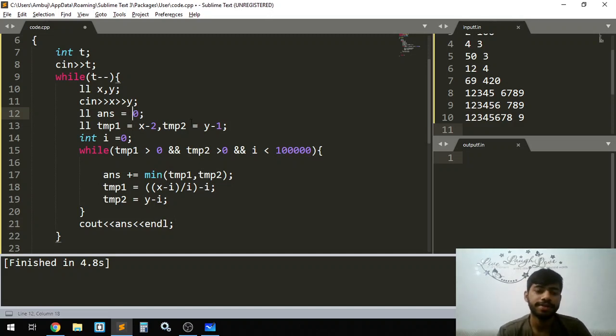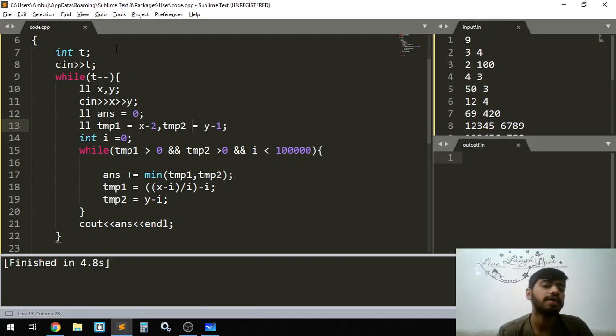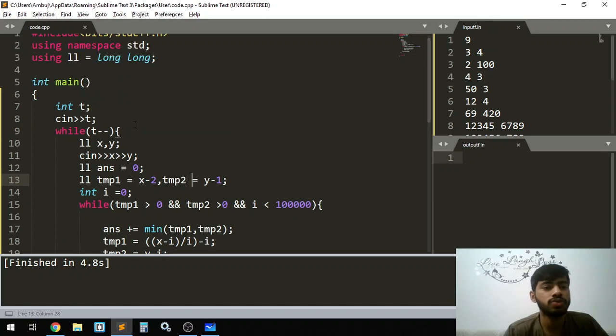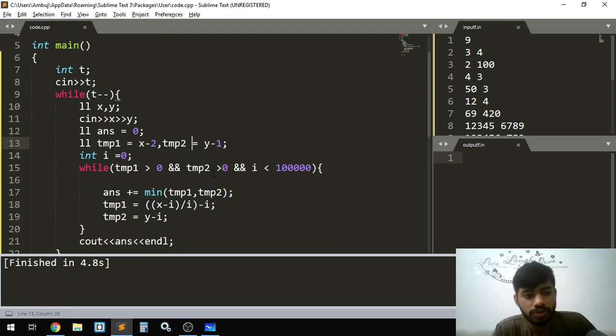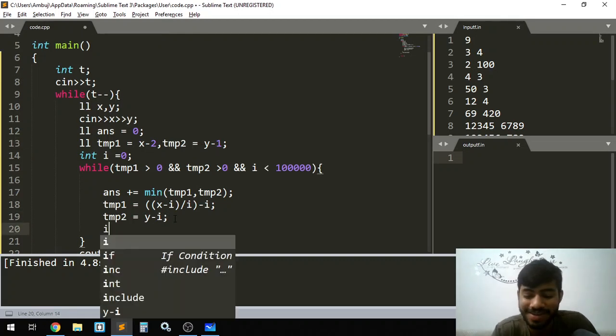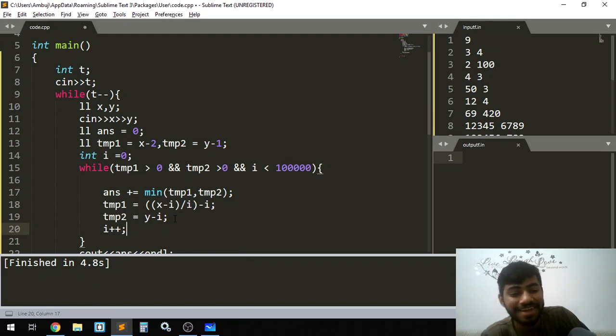Why is it not printing? I take the input 9, then x comma y. Then answer equals 0, temp1 equals x minus 1, temp2 equals y minus 1, then i equals 0. Oh, it's not increasing because I'm not incrementing i. I just need to increase i, right?